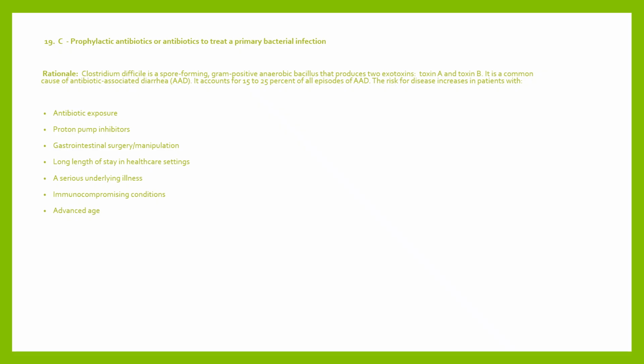Clostridium difficile is a spore-forming gram-positive anaerobic bacillus that produces 2 exotoxins, toxin A and toxin B. It is a common cause of antibiotic-associated diarrhea. It accounts for 15 to 25% of all episodes of AAD. The risk for disease increases in a patient with antibiotic exposure, proton pump inhibitors, gastrointestinal surgery or manipulation, long length of stay in healthcare settings, a serious underlying illness, immunocompromising conditions, or advanced age.